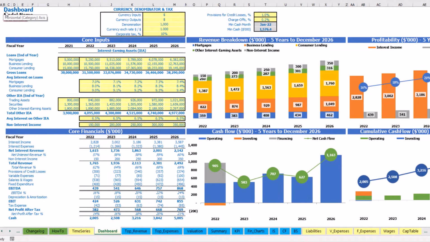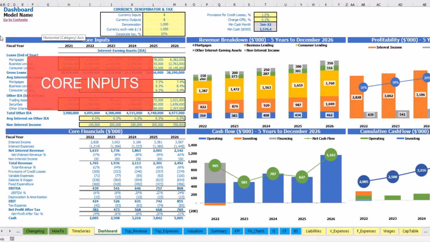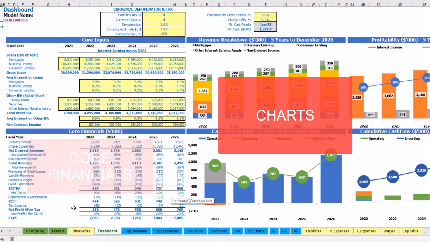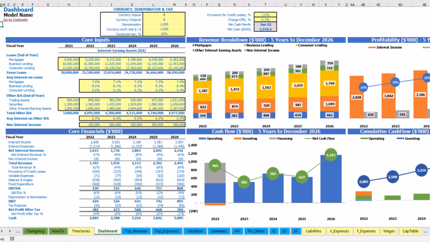On the dashboard you can input your core inputs or drivers for the model, find the core financials or outputs of the model, and 4 charts: the revenue breakdown, profitability, cash flow and cumulative cash flow. So let's start from the core inputs.